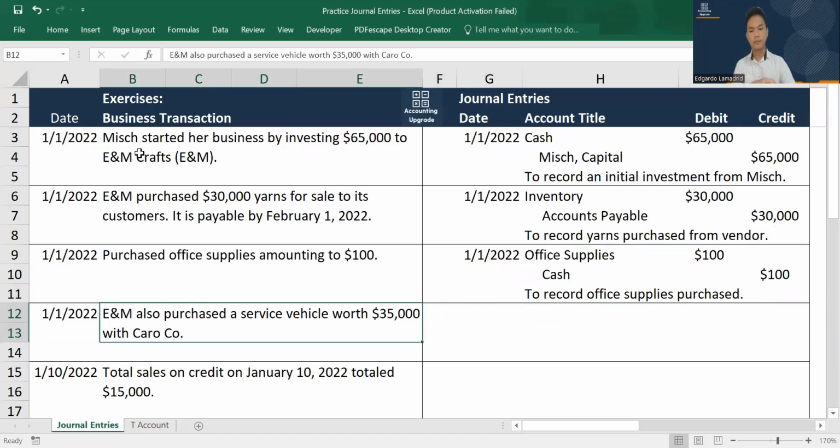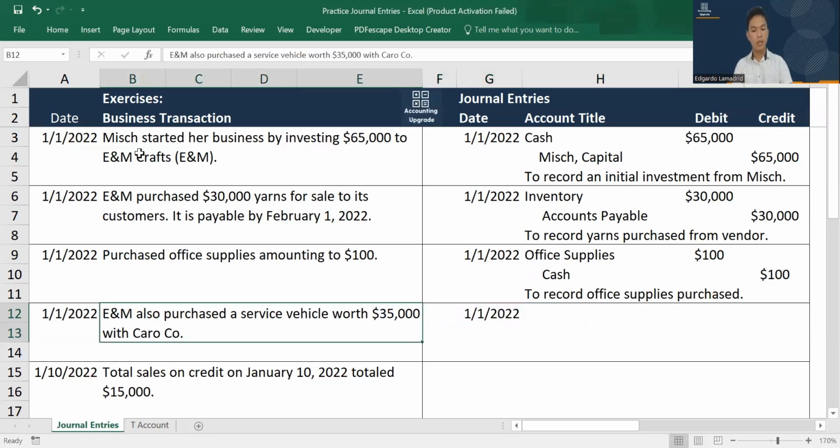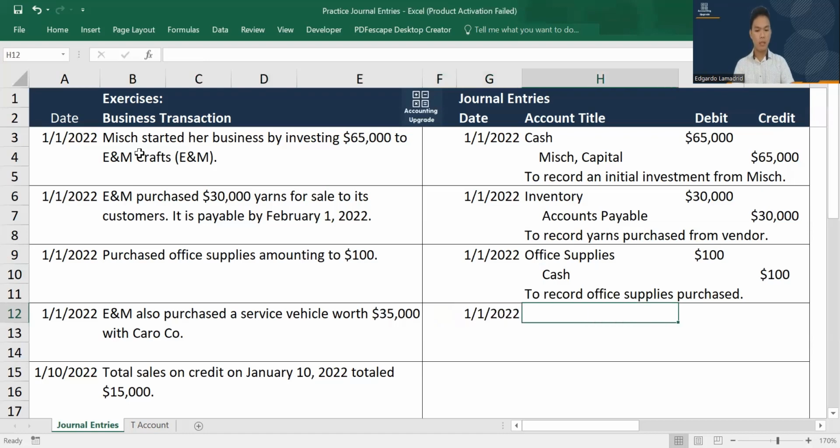Next transaction. It is again dated January 1, 2022 since it is the start of the business. So now we will identify the related transaction, in which E&M also purchased a service vehicle worth $35,000 with Caro Corporation. The related account here is a service vehicle, which is a fixed asset, and since it is a purchase, fixed assets will be increased. So we will recognize a debit to service vehicle amounting to $35,000.